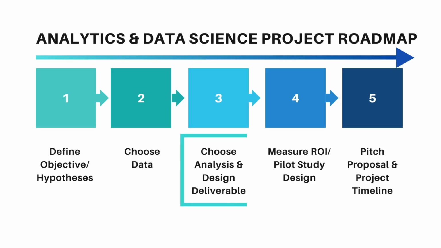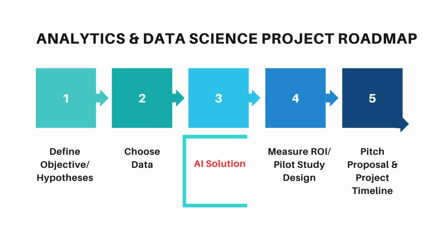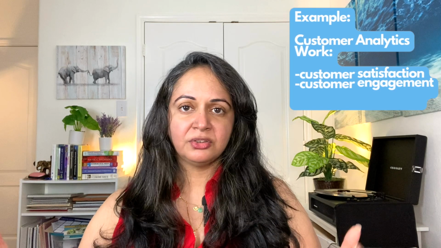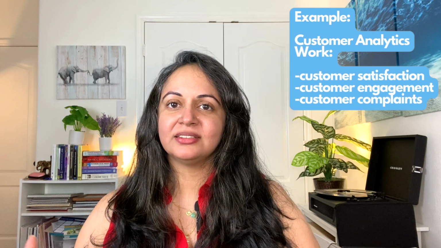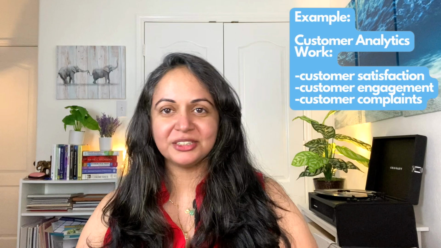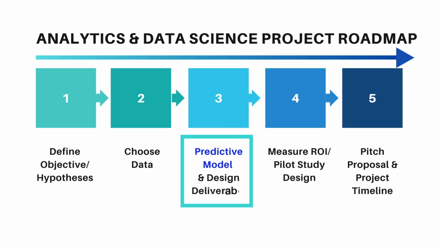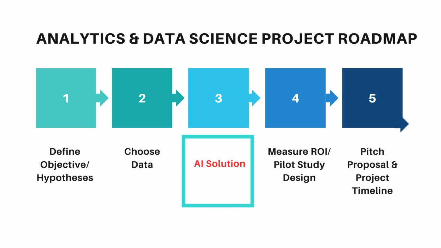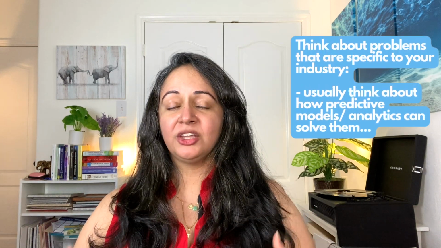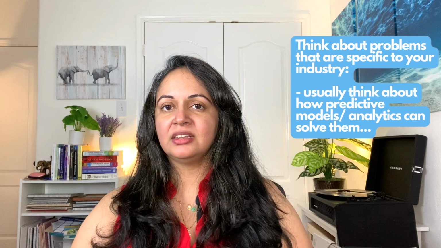So when you're thinking about modeling and what type of model and analysis would be best for that problem, here you're thinking about how AI could provide a type of solution. For example, you might be doing customer analytics, so you're always looking at customer-oriented projects like customer engagement, customer satisfaction, customer complaints. Rather than thinking, okay, I'm going to use a predictive model to solve this problem about customers, you're thinking about how you can leverage AI to solve some problem related to customers. That's how you want to think about it: problems that are specific to your industry, where you're normally thinking about analytics and data science as solutions.